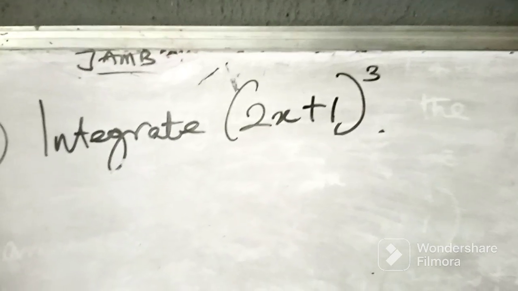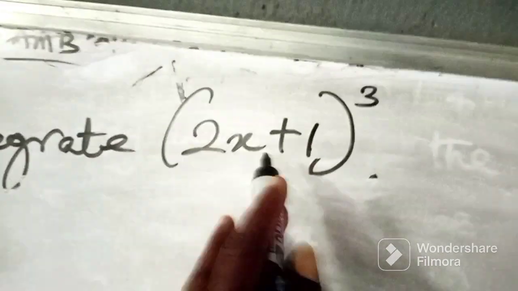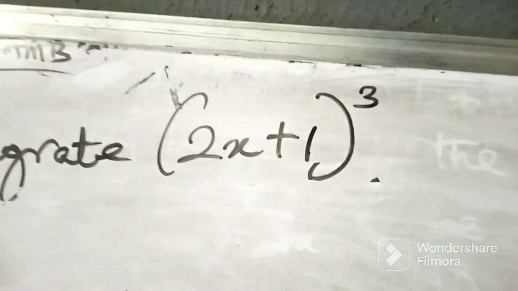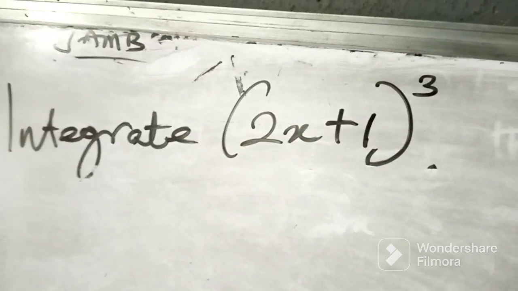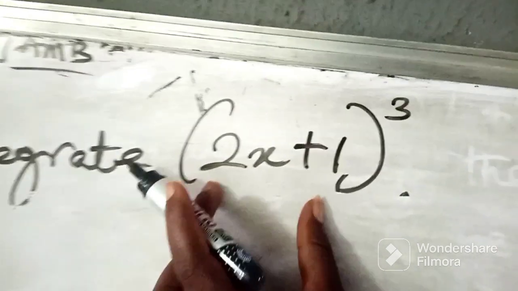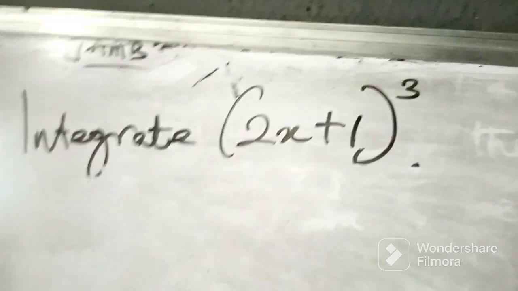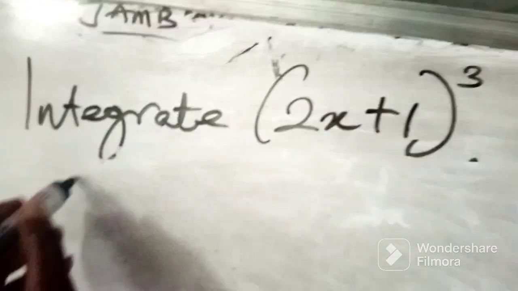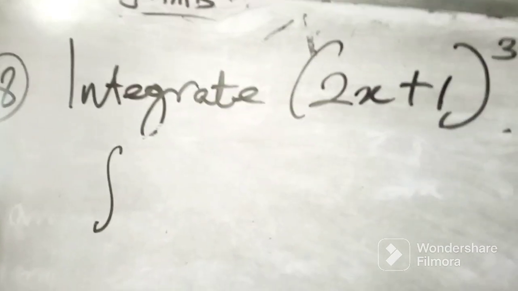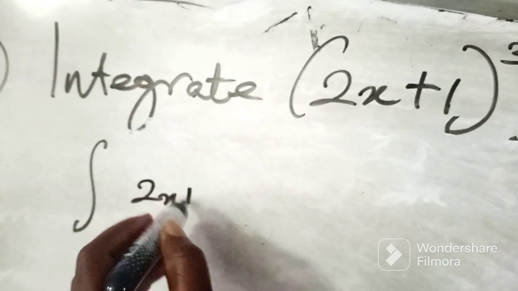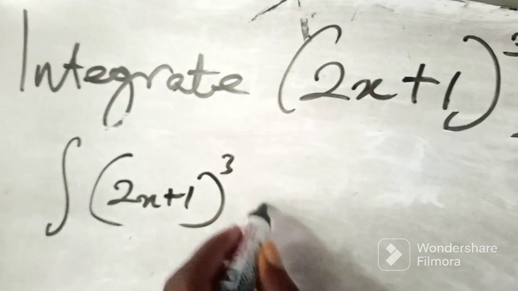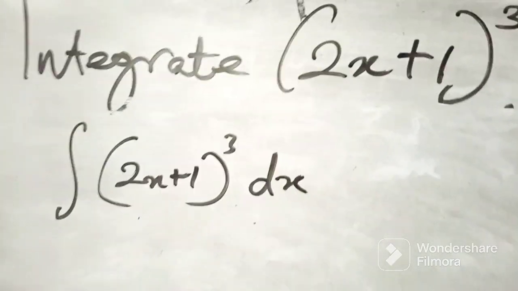Now this question says we should integrate this expression. If you look at this, it looks like a function of a function because you have an expression inside the bracket and you have a power outside. So to integrate it, you can write this as integral. This elongated s is the symbol for integration. Integral of 2x plus 1 raised to power 3, but we are integrating it with respect to x.